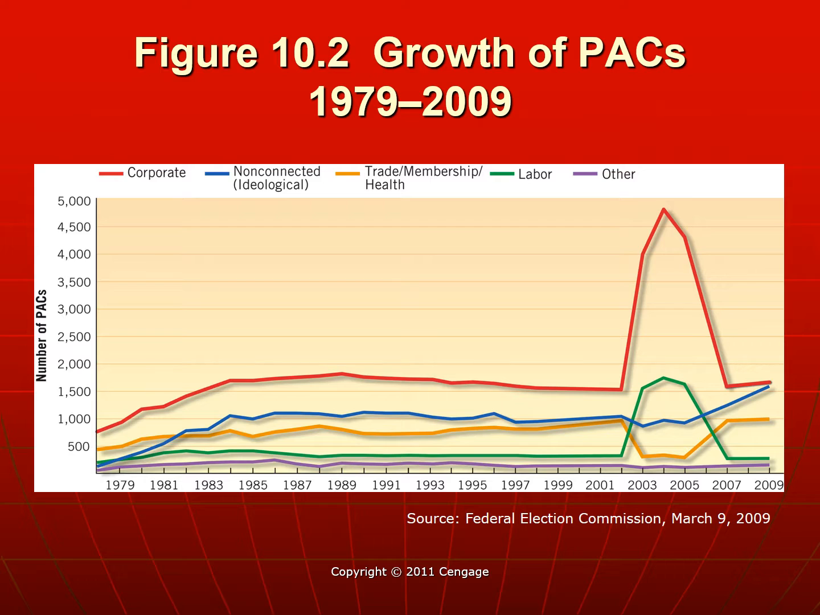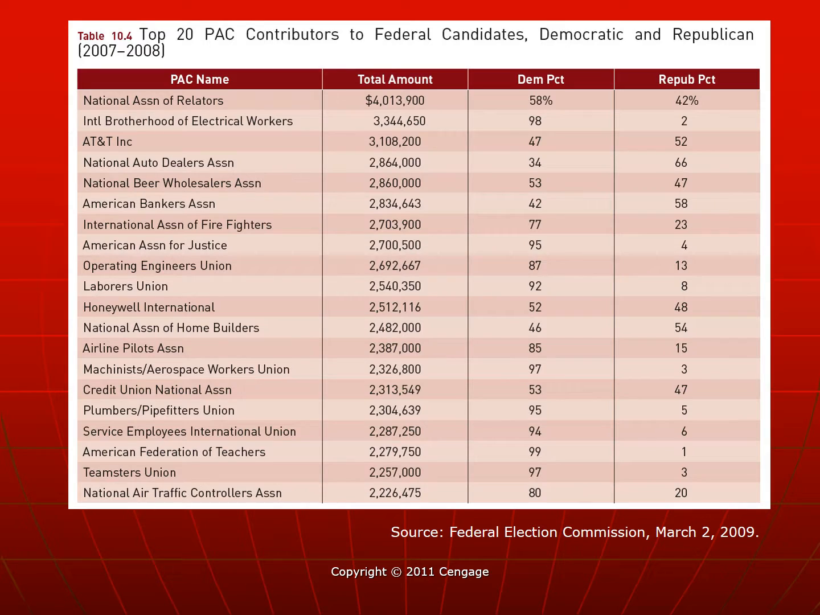Here's the growth of political action committees, as we can see a huge spike between 2003 and 2005. Top 20 PAC contributors to federal candidates, Democratic and Republican. The top one, as we see here, is the National Association of Realtors.